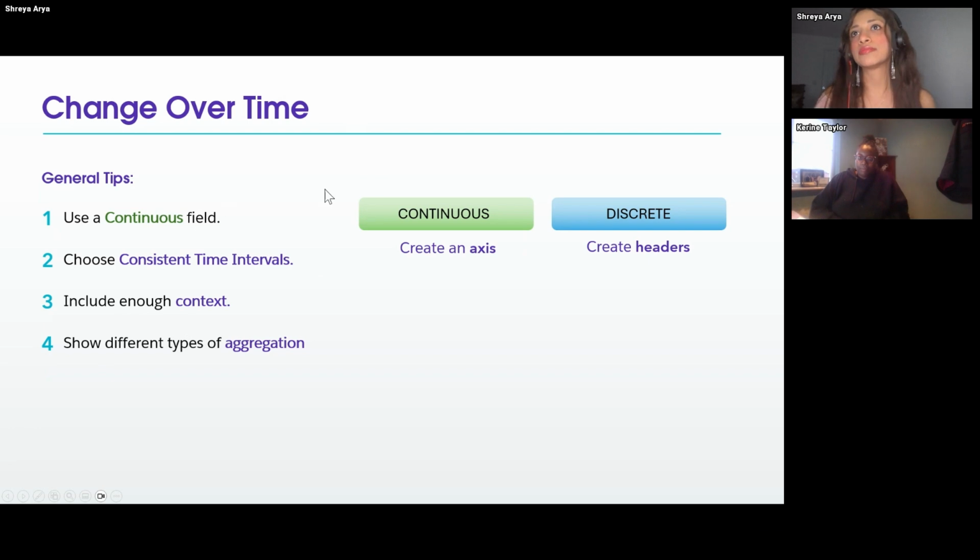But a few tips regarding the challenge. With this challenge, at least for a lot of charts, if you're thinking about line charts or area charts, you typically want to use a continuous field. And continuous fields in Tableau are green in color. Green and blue pills are very important to how Tableau works, so understanding the difference between the two can help you build charts so much more quickly. Continuous fields typically create an axis, whereas a discrete field creates headers.